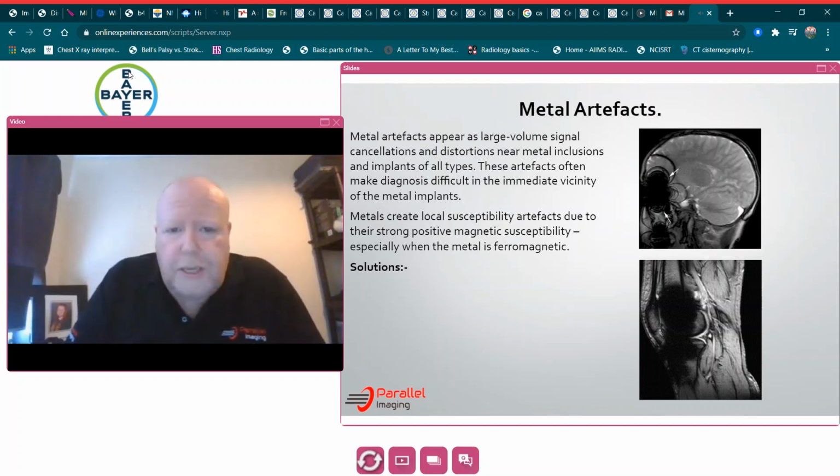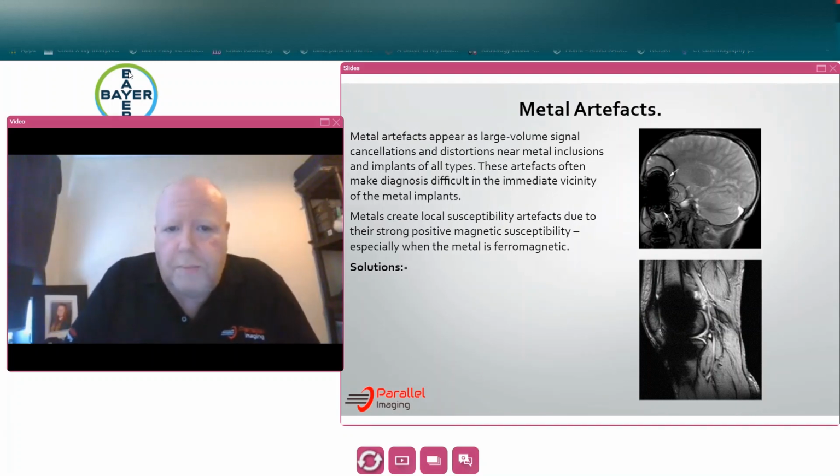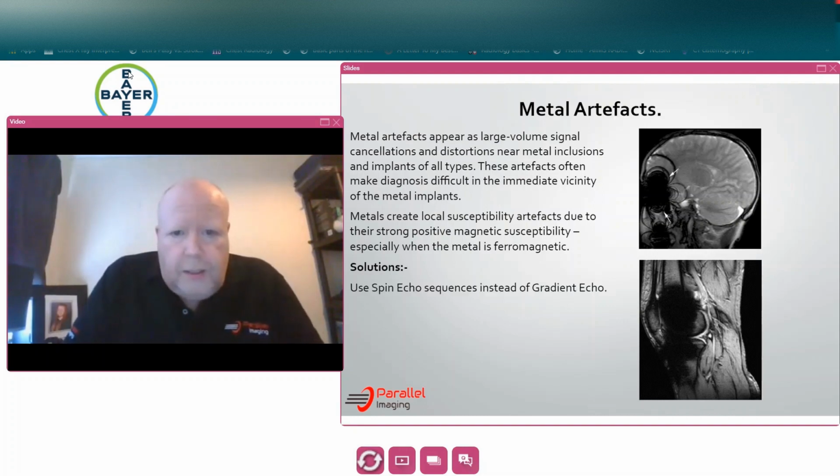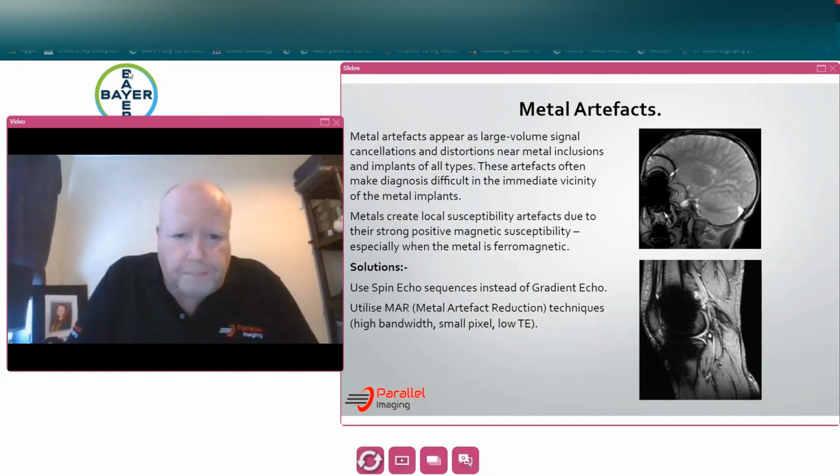Very large local susceptibility artifacts occur due to the strong positive magnetic susceptibility, especially when the metal is ferromagnetic. So some of the solutions: use spin echo sequences instead of gradient echo. Utilize metal artifact reduction techniques. Again, this is available on all scanners, where you just have to increase your bandwidth, reduce your pixel size, and use a TE as low as possible.